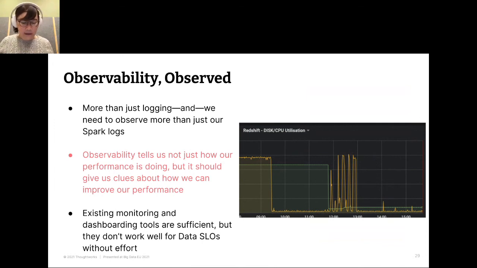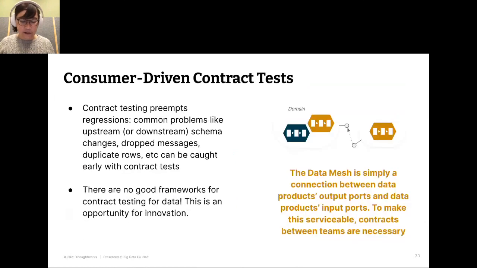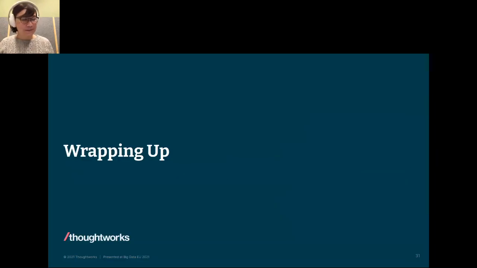If you can bring these concepts together and build contract testing and other SLO adherence tools, then you can avoid those types of issues. However, there's no good frameworks that I've found for actually doing this within the specific context of data. If you know of one, please let me know. So if one of you wants to write one and it's good, I will be happy to promote it.